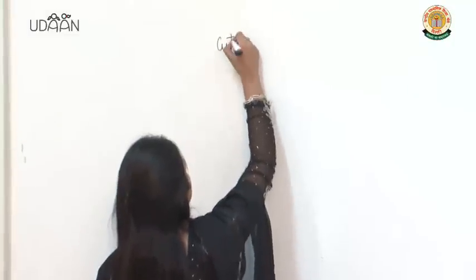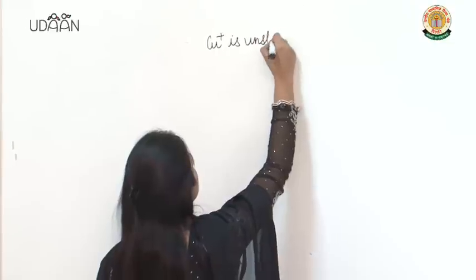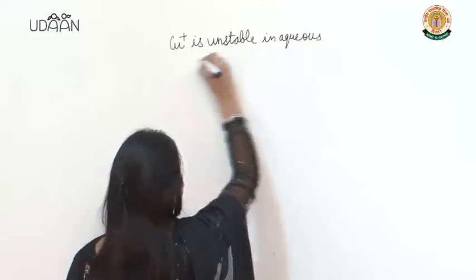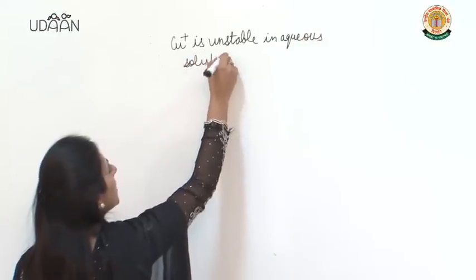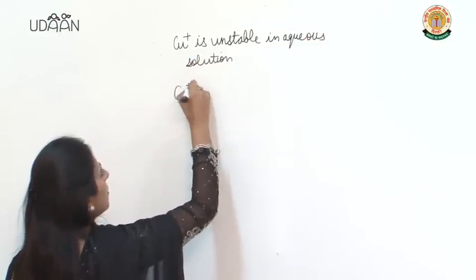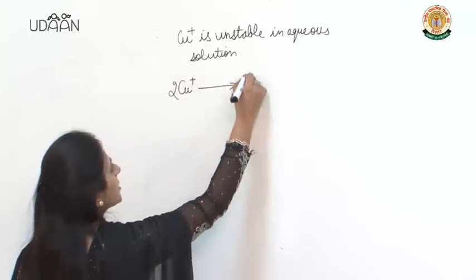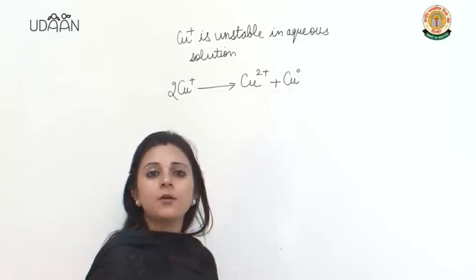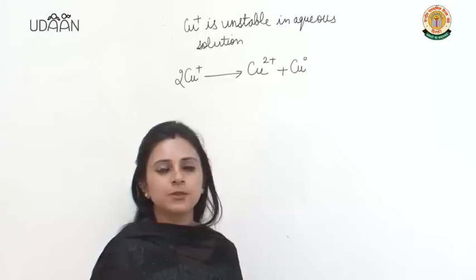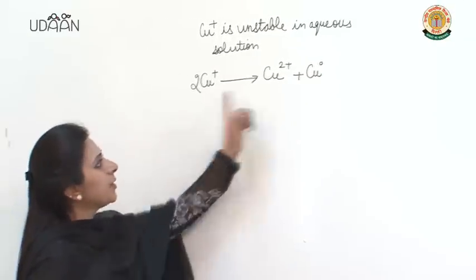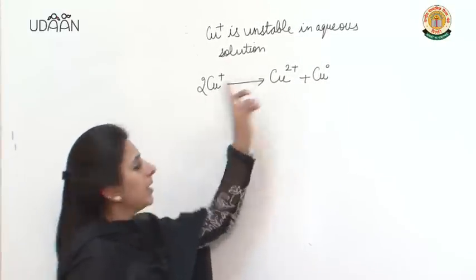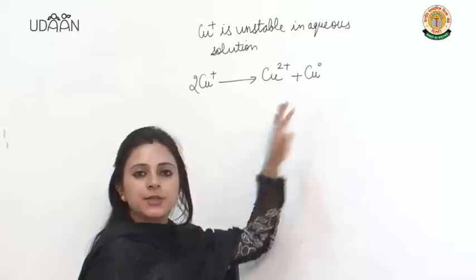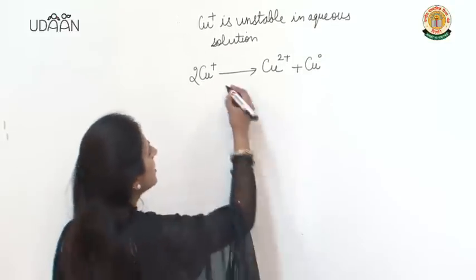Now copper+ is unstable in aqueous solution. What is the reason that it is unstable? Because it undergoes disproportionation. Now what do we understand by disproportionation? It means that the same species gets oxidized as well as reduced. So copper is going from +1 to +2, means it is getting oxidized. It is going from +1 to 0, that means it is getting reduced. So this reaction is known as disproportionation reaction.